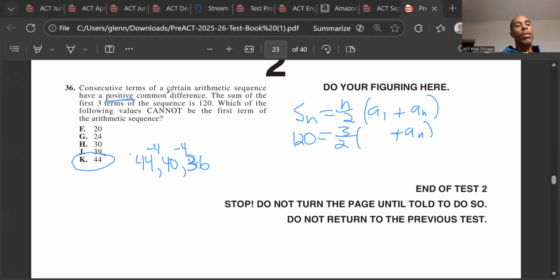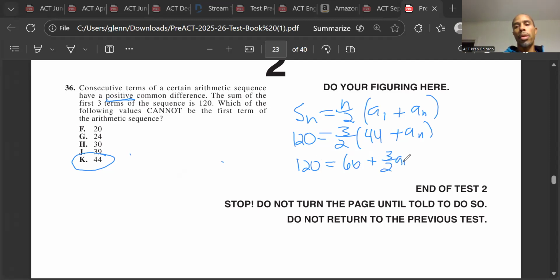Okay. Wow, that one took a little bit of time, but that's good. You guys get a chance to see a process. Let's see it with the formula too. Let's put 44 in there. That's going to be 2. That's 22 times 3 is 66, right? Plus 66 plus 3 over 2, a sub n.